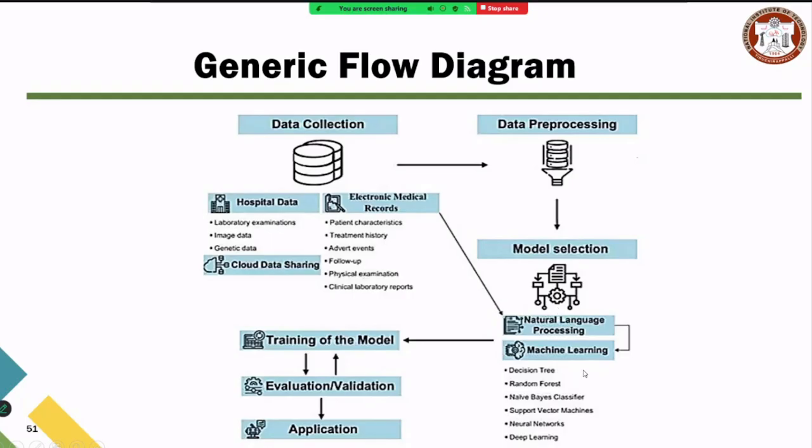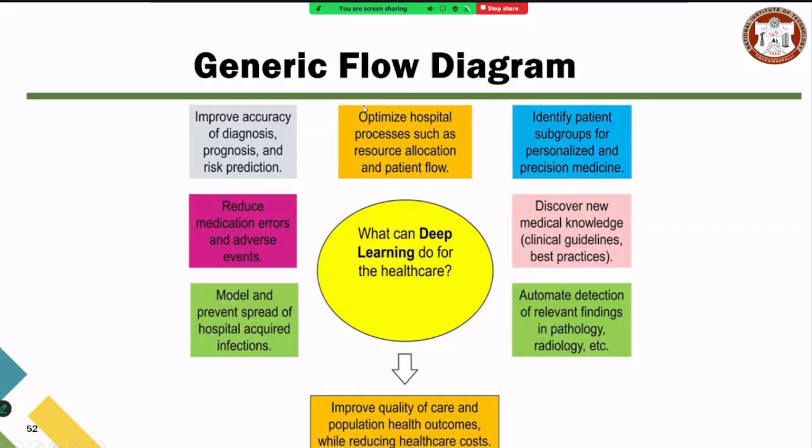Then the model is going to be trained. See here, one decision tree, all are machine learning aspects. The last one, deep learning. Even nowadays, most of the applications incorporate deep learning models. That means generative AIs, even explainable AIs and everything. These are all the generic flow diagrams of how deep learning models deal with healthcare aspects. See here, one after another.